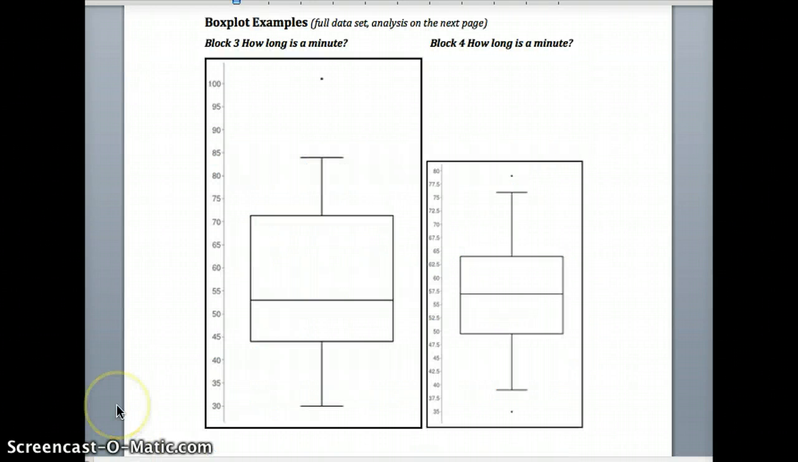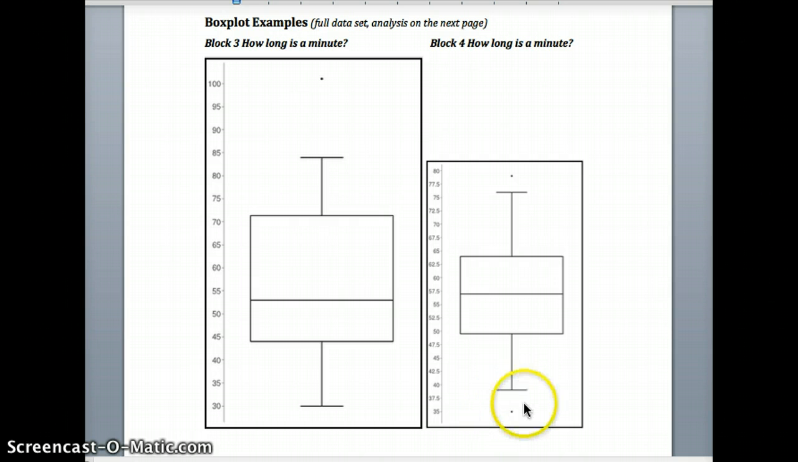Now to quickly jump to our box plots. We're looking at block 3 here and block 4. One problem I ran into when I took screenshots of these was that the range was different. So I tried to change the pictures to make the axes line up. Couldn't quite do that. What you can see is that the spread of block 4 is much smaller, meaning people were closer to the median.